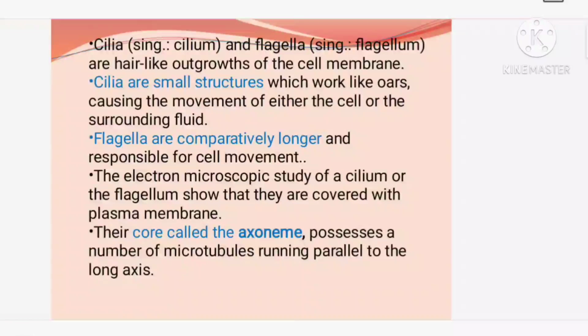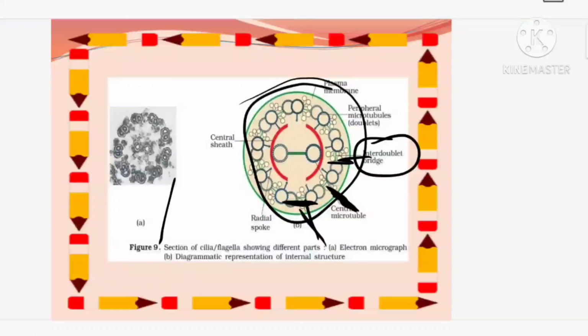Cilia and flagella are hair-like outgrowths. Cilia are smaller structures, flagella are comparatively longer. They help in the movement of either the cell or the fluid. And flagella, I told you, are for cell movement. What we studied is the electron microscopic study, under the electron microscope, in detail. They are covered with the plasma membrane. The outer membrane is the plasma membrane.